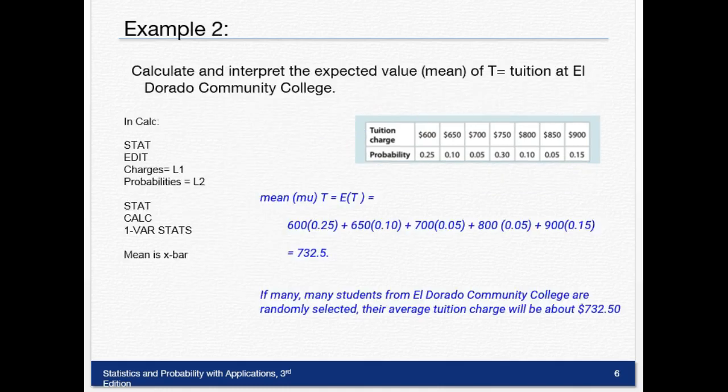All right, number 2 says calculate and interpret the expected value or the mean of T, which is the tuition of an El Dorado College student. So we're going to find the mean. Now, pause the video and write down these steps right here. Write down these steps, and then I'm going to show you how it looks in the calculator.